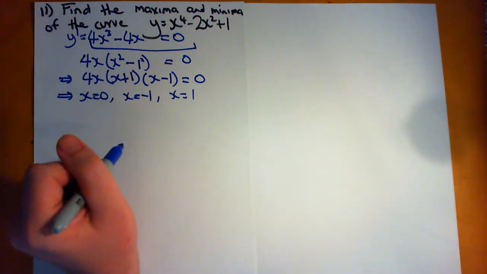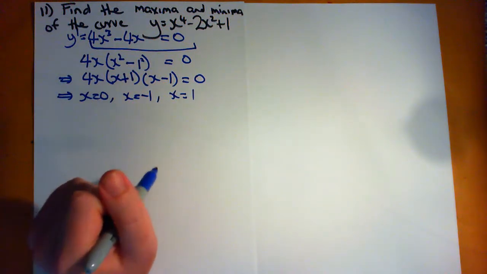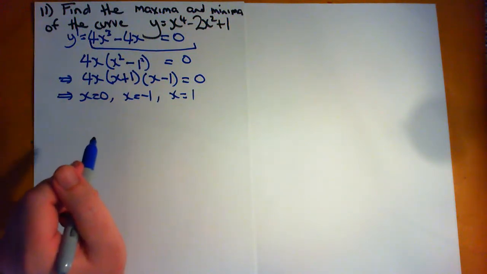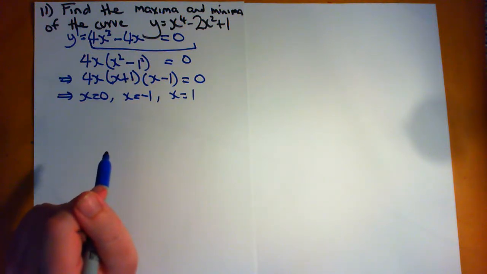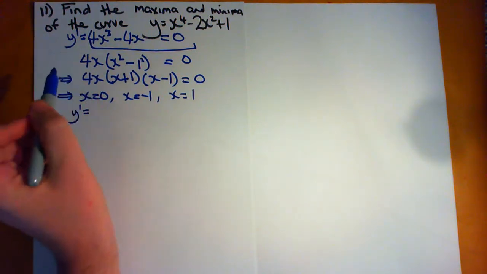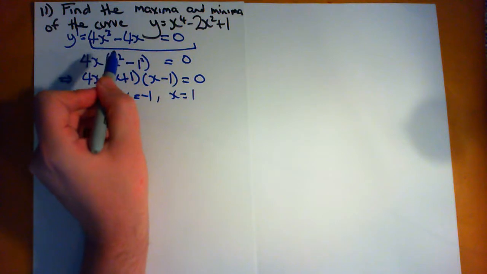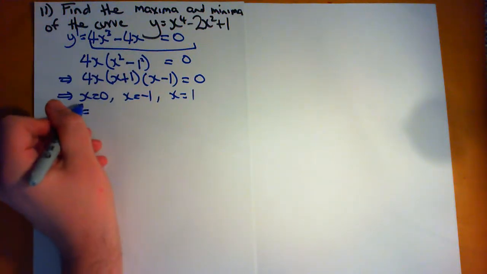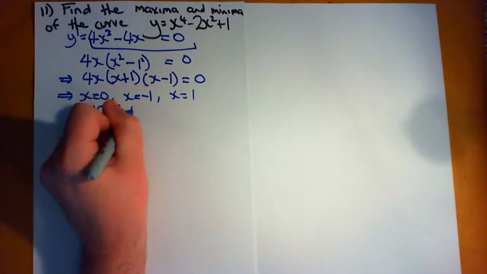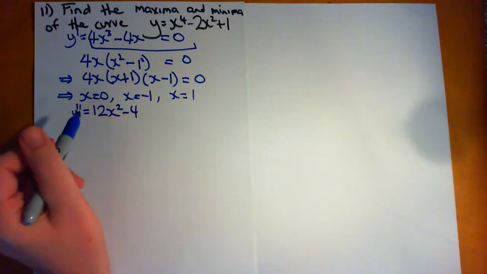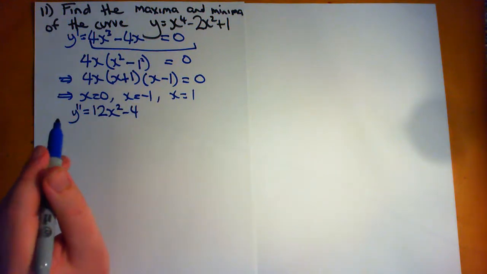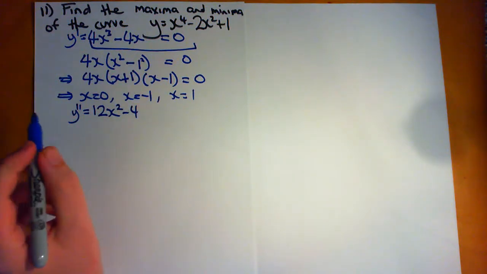Okay, so we need to work out whether each one is a maximum or a minimum, and the y-coordinate of each point. So to get whether each one is a maximum, we'll need to work out the second derivative. The second derivative is the derivative of the derivative. The derivative was 4x cubed minus 4x. That we need to differentiate. So if we differentiate that, we get 12x squared minus 4. Okay, so we're going to substitute 0, negative 1 and 1 into both the original function and the second derivative.